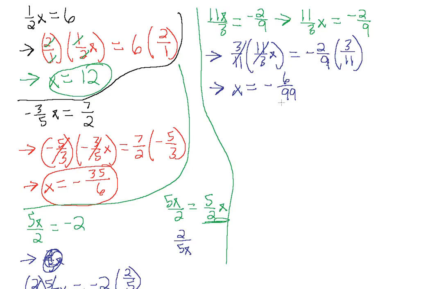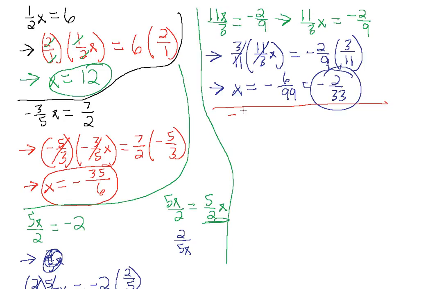Now remember, we always want to leave our answer in simplest form when it comes to fractions. So let's pull out a factor of 3 here, which gives us a minus 2 over 33. And that's our answer. So we want to be careful when we're taking the reciprocal of a number to not mess with a variable. And let's go ahead and leave our rational numbers in simplest form.